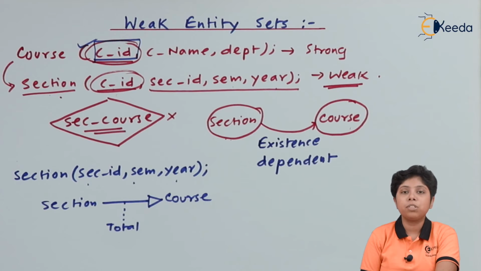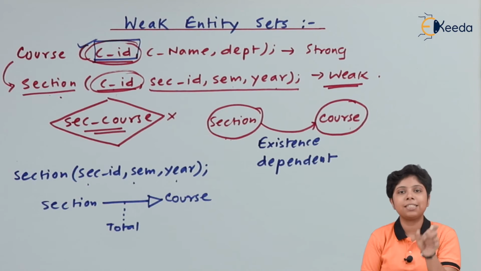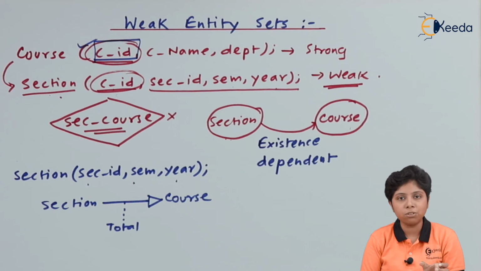Now let's come to the discriminator portion. Even though the section, or the weak entity set, has not got any type of primary key to uniquely identify the relation or the tuples, it has the discriminator. What do you mean by discriminator? Discriminators are the set of attributes that we can have within a weak entity set that try to define the uniqueness among the weak entity set's tuples.